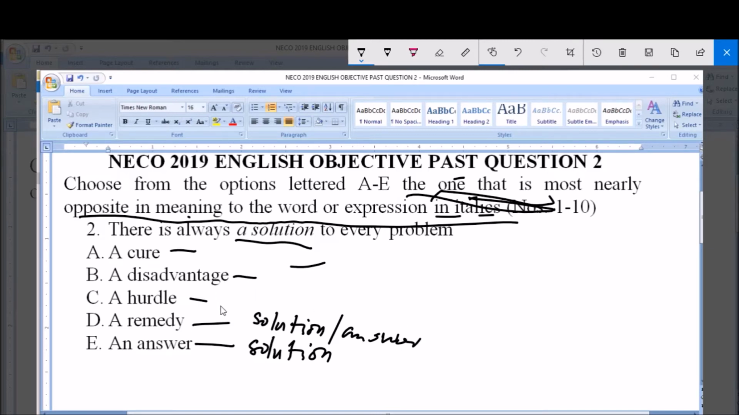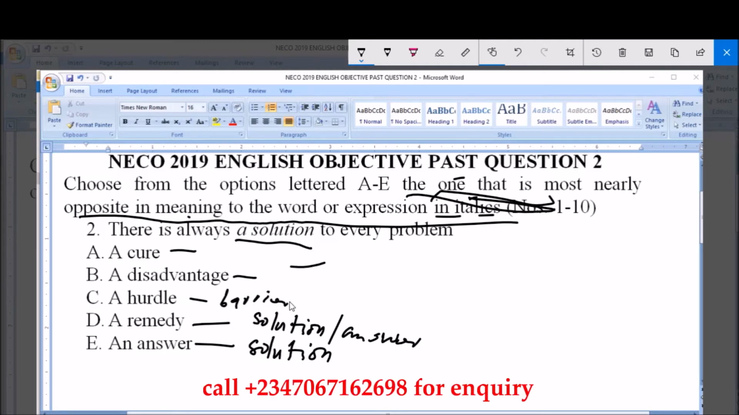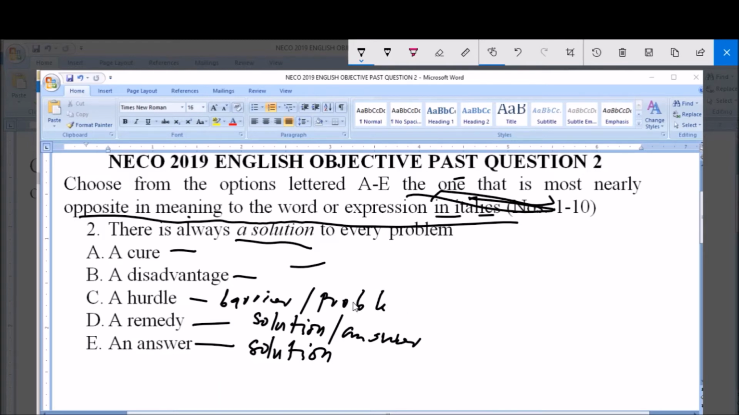So undo simply means barrier or problem. Then cure means solution. So you can see the only option that is different from the list of options provided is option C. So option C is correct.